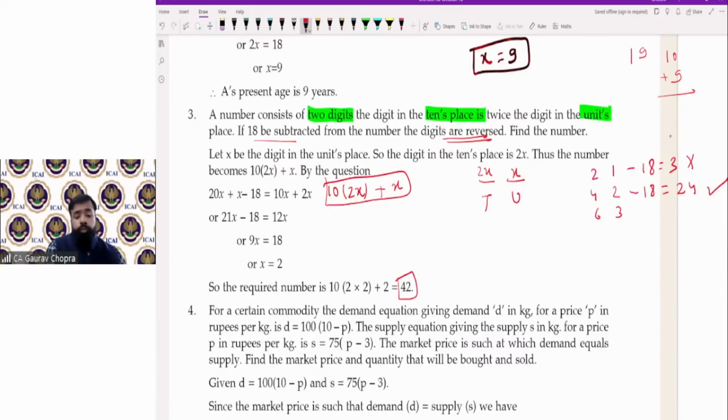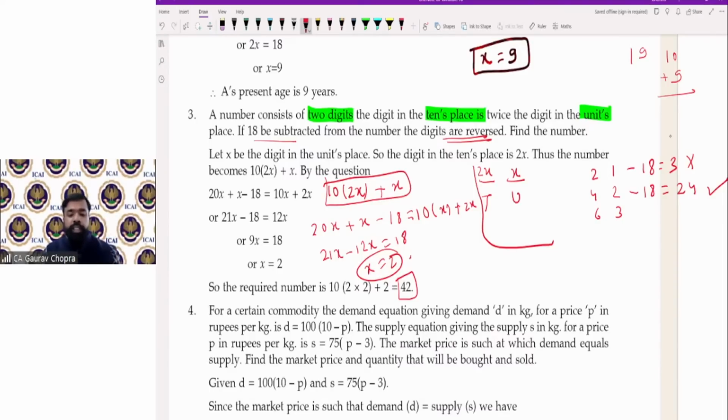Now, form the equation. So 20x plus x. If we subtract 18 here, the number is getting reversed. So 10 will get multiplied by x and plus 2x, because the numbers are reversed. So it will become 21x minus 12x equal to 18. So x is equal to 2. Value of x is equal to 2. So you don't have to try by using this equation method, try using option method in exam as well, because that will be very, very easy and very fast.